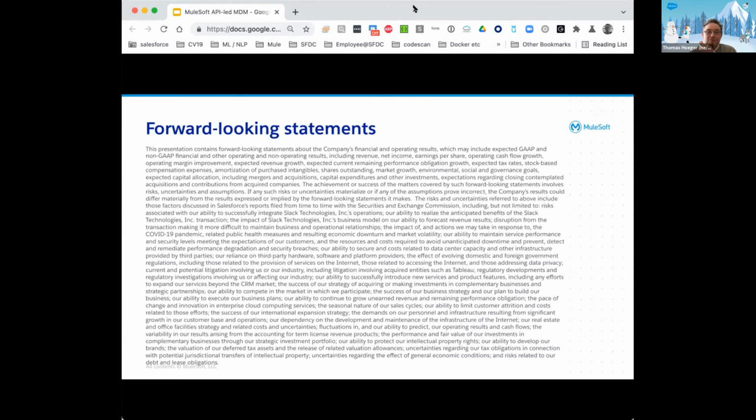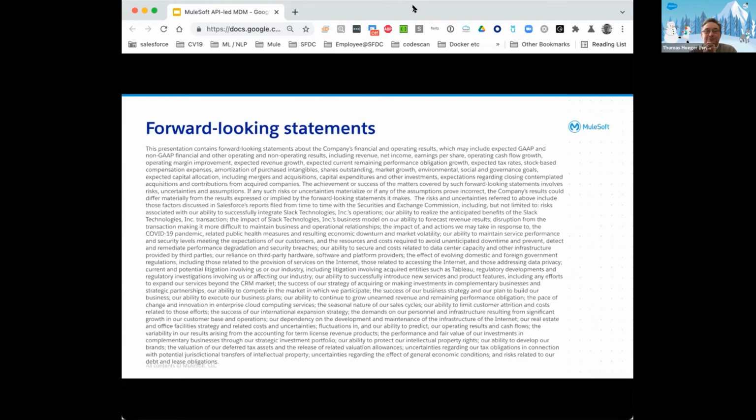If we speak about whatever is concerning MuleSoft, we have this one slide discussing forward-looking statements, which just shall give you a reminder that there are some things to consider if you make purchasing decisions, and so I need to bring it here.